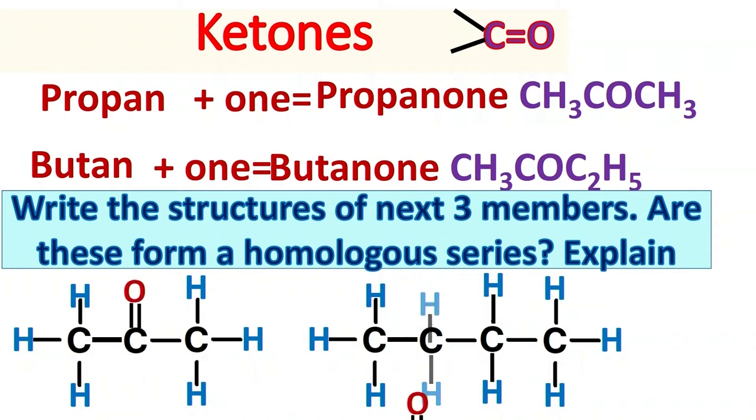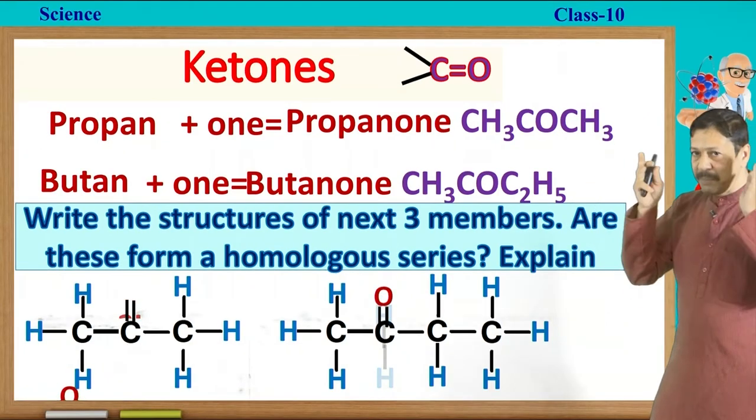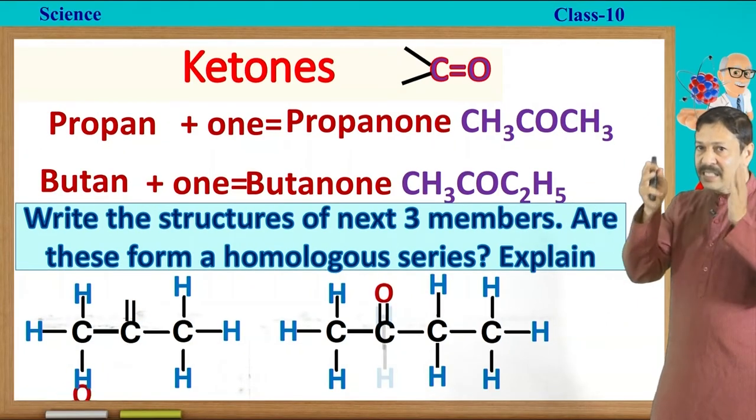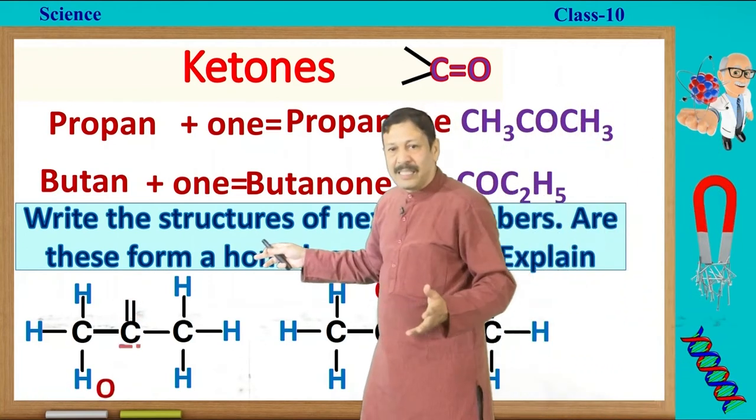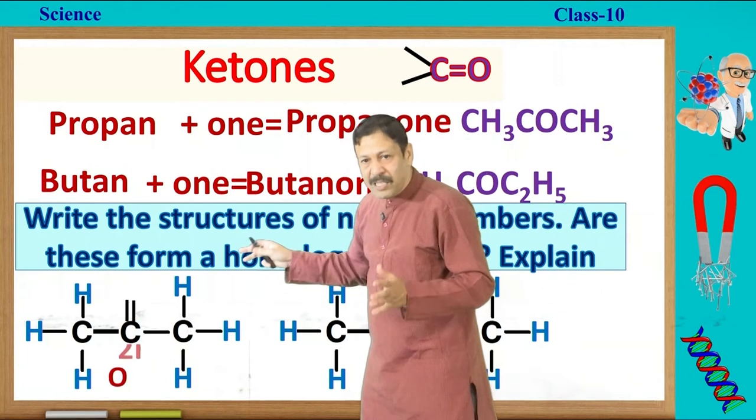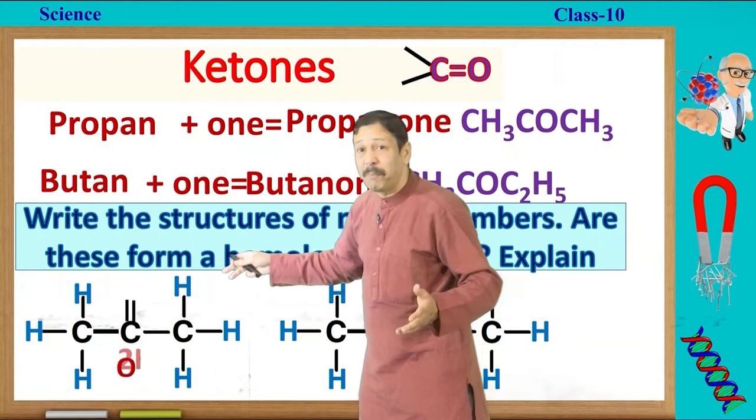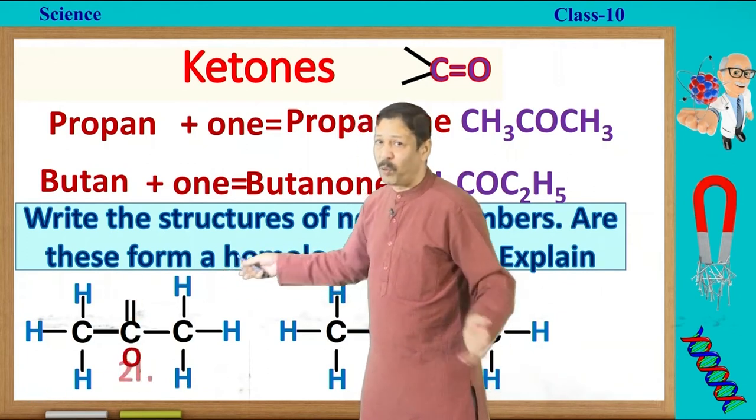How to convert alkanes into ketone, you are seeing here. For ketone, remember children, C double bond O should be in the middle. That means the first member of ketone is a three carbon compound, that is propanone.